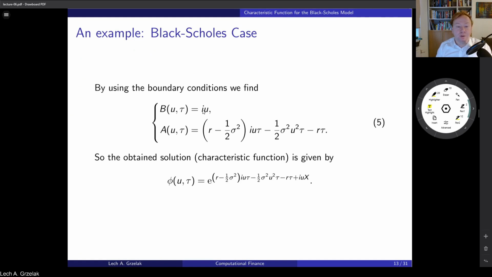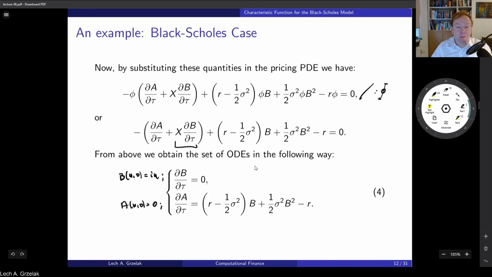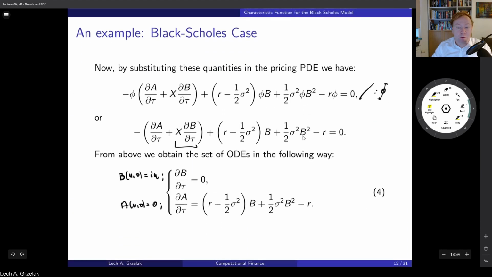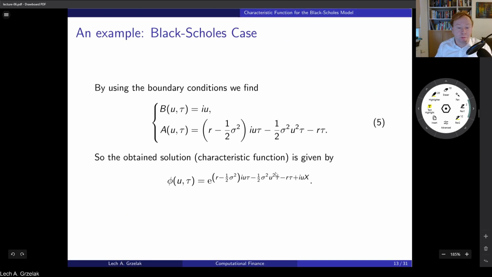So we have iu for B, and for A we have essentially a drift term under log transformation times iu tau. We also have a volatility term, which is u squared tau, and then a discounting part, which comes from r tau. After substitution, once we take A and B and substitute them in this expression, we arrive at the characteristic function, which is given in this form.